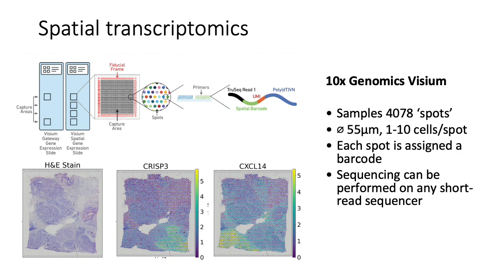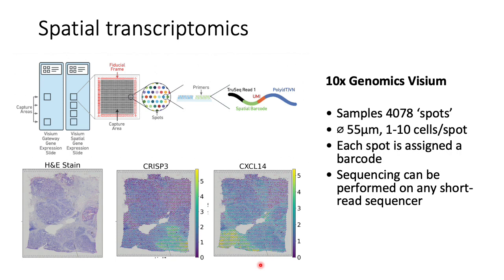The samples are from a HER2-positive, ER-positive breast cancer tumor, and the H&E stained microscopy image is shown here in the bottom left. We can overlay on this image the expression of the genes CRISP3 and CXCL14, for example. What makes this unique from single-cell RNA-seq is that now we have where in the sample these genes are expressed and the spatial patterns that they follow.